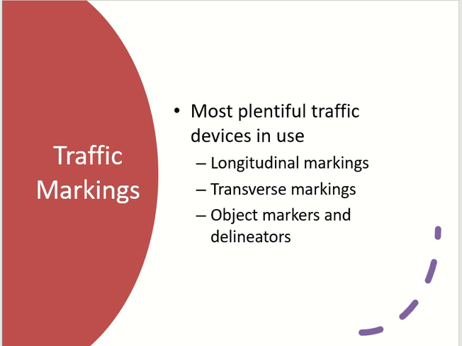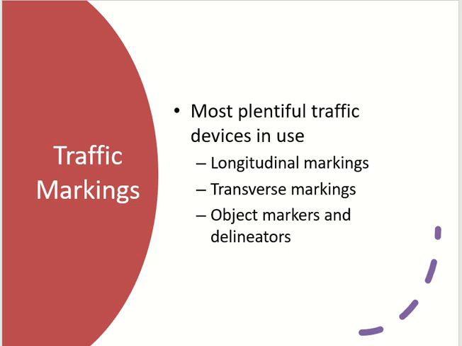So I told you there are three types of devices. The first one we are going to cover is traffic marking, which is the most common one. This is the most widely used traffic control device. We have three types of markings: longitudinal, transverse, and object markers and delineators.